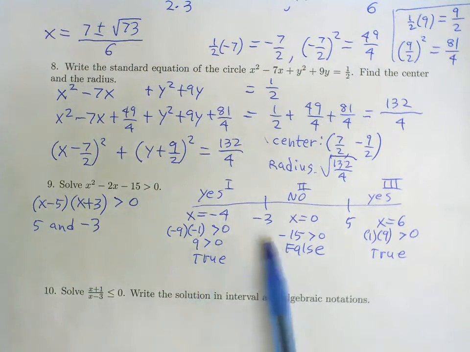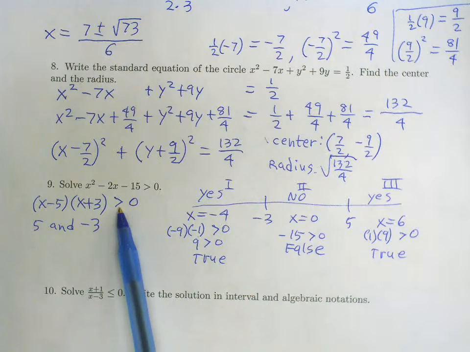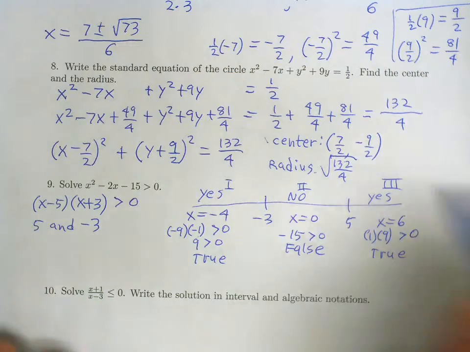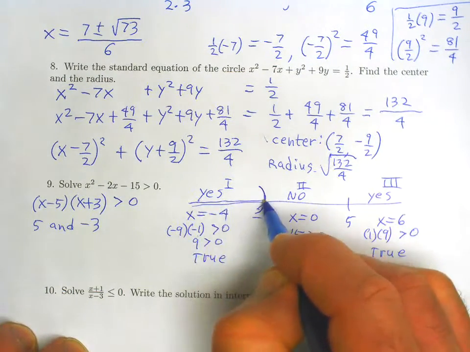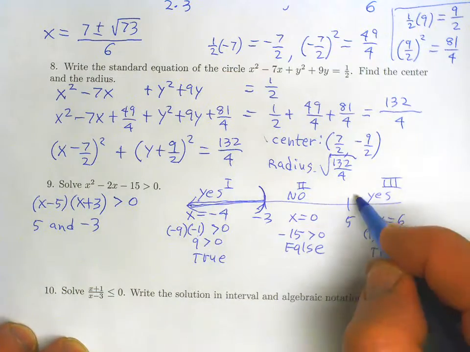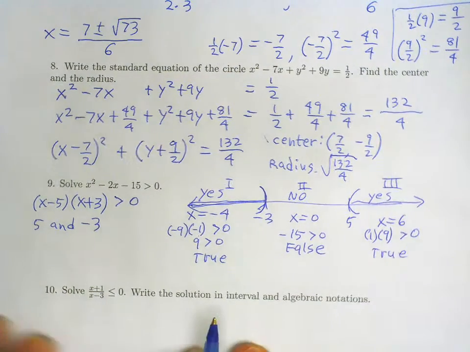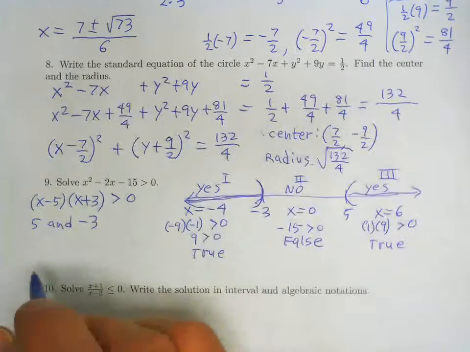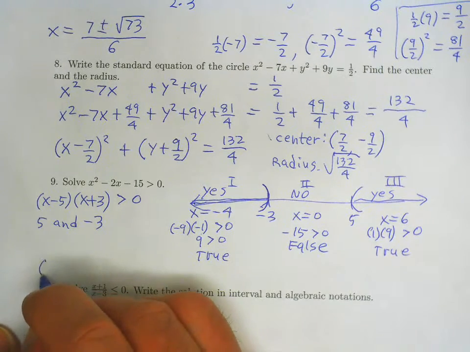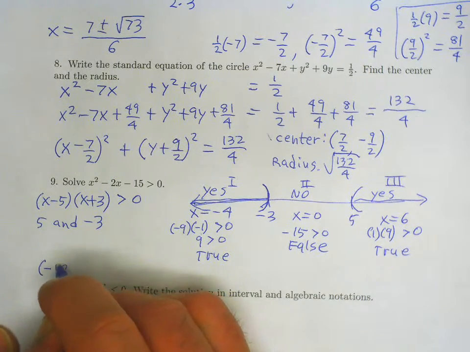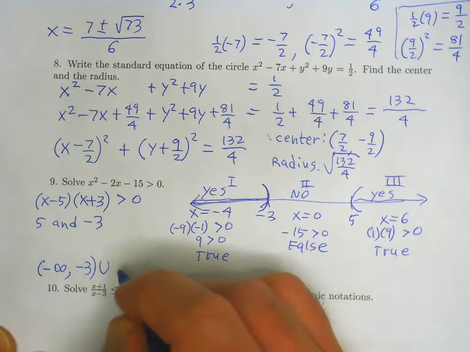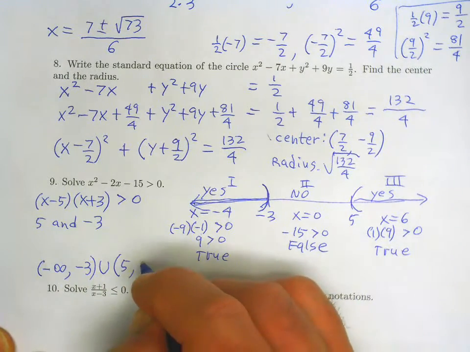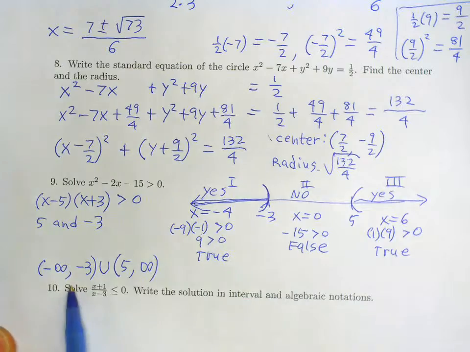The endpoints are excluded because the inequality doesn't have the or equal to part, so we exclude the endpoints. So we use parentheses at the endpoints instead of brackets. And then the interval notation is parenthesis -infinity, comma, -3 parenthesis, and then union parenthesis 5, comma, infinity. This is the interval notation.